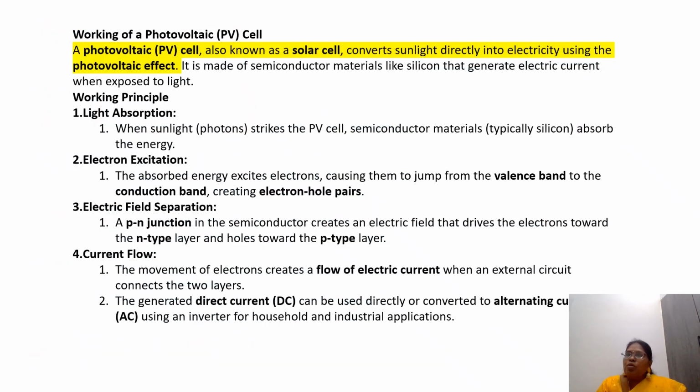So this PV cell is otherwise called a solar cell, because it converts sunlight into electricity. That's why we call this a solar cell. Okay, so the generated direct current can be used directly, or we can convert that into alternating current using inverters for our household applications or any industrial applications.